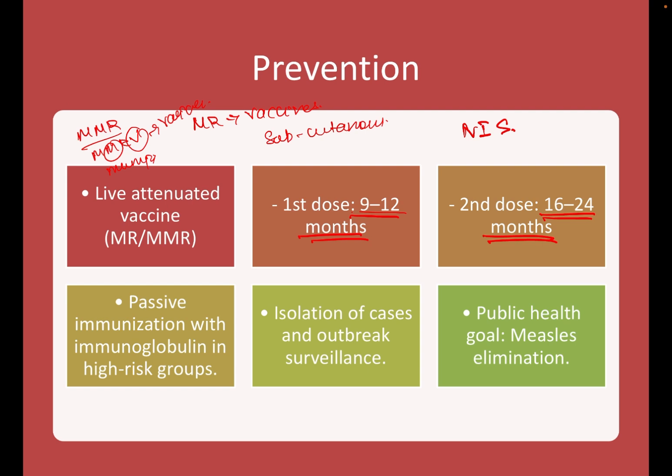In case of active infection, we can give passive immunization with immunoglobulin in high risk groups such as severe immunodeficiency or HIV cases. Isolation of cases and outbreak surveillance can also be helpful. The public health goal is to eliminate measles through rigorous vaccination.